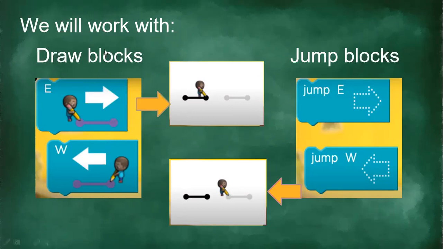But the draw blocks, they look like this, will allow you, let me just change my mouse so everyone can see it, to draw a line. So when we use a draw block and it's an east one, it's going to draw a line from this side to this side. If we use the west draw block, it will start on this side and draw the line that way. Now, when we use the jump blocks, maybe we want some lines, but we don't want them to touch each other.